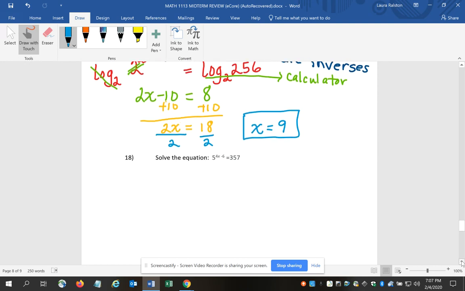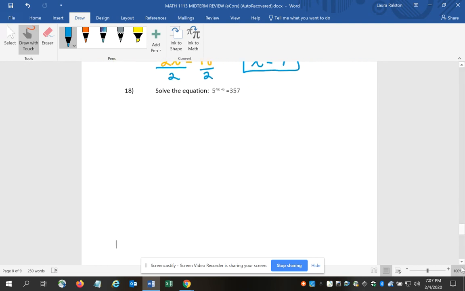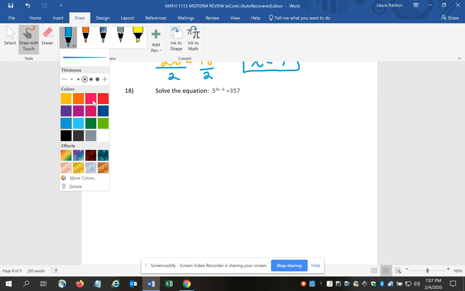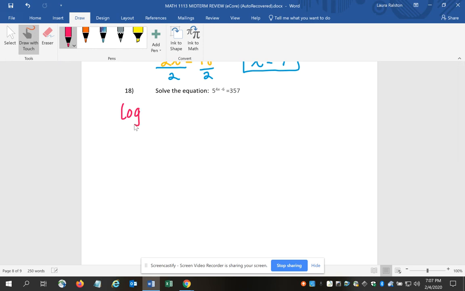Okay, this next question, number 18, is also an exponential. It is 5 raised to the quantity 4x minus 6 equals 357. So again, I'm going to use the fact that an exponential and a logarithm of the same base, and that's the important piece, are inverses of each other. So I'm going to take log base 5 of 5 to the 4x minus 6, and that equals log base 5 of 357.